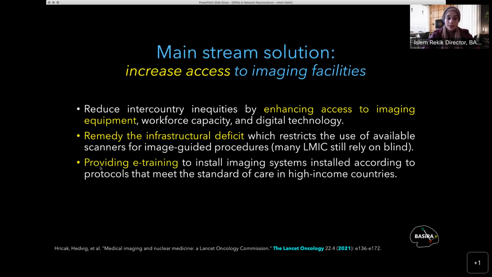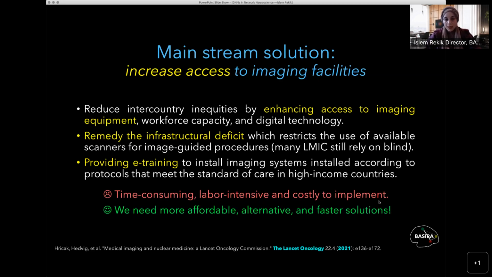So another thing, to increase the access, we need to provide e-training, to install imaging systems, and to have these e-trainings matching the level of expertise in high income countries. So these are basically mainstream solutions. However, they can be time consuming to install expensive devices, scanners, etc. It's labor intensive. You need to train a lot of people, and it's costly to implement.